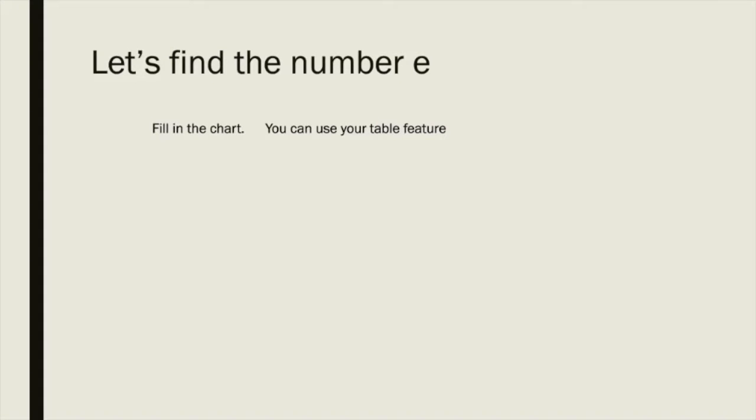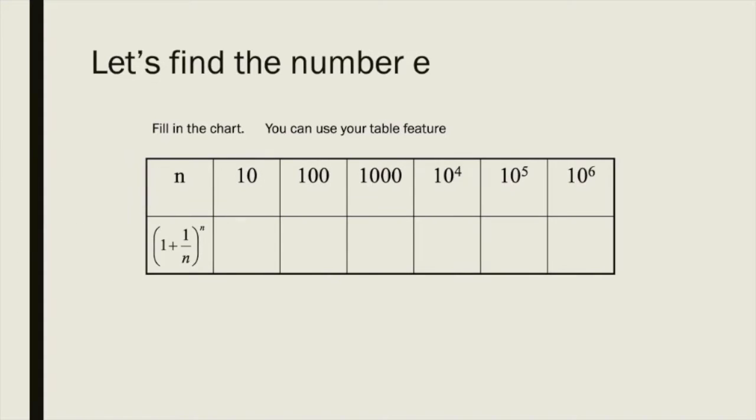I have a chart. You don't have to draw the chart if you don't want to. You can use your table of values. I'm going to suggest that you get into your y equals on your calculator. Put a parentheses, 1 plus 1 over n, to the n. That should look like some kind of application problem that we just did. What does that kind of look like? Yes, compound interest.